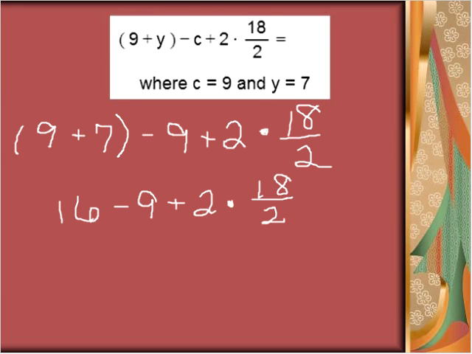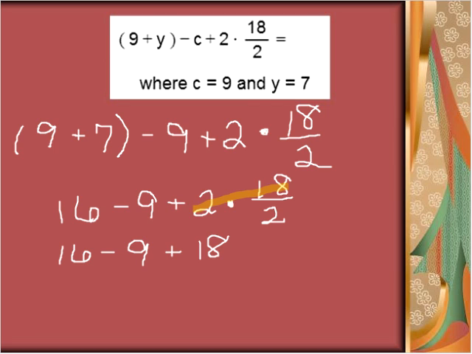Alright, I do not have any exponents, so multiplication and division left to right. I do have to multiply here first, so 18 times 2 is 36. And then I can divide by 2. 36 divided by 2 is 18. So I'm just going to write a plus 18 at the end here, because I did work that out left to right, so I did multiply and then I divided. So I do get 18 left there.